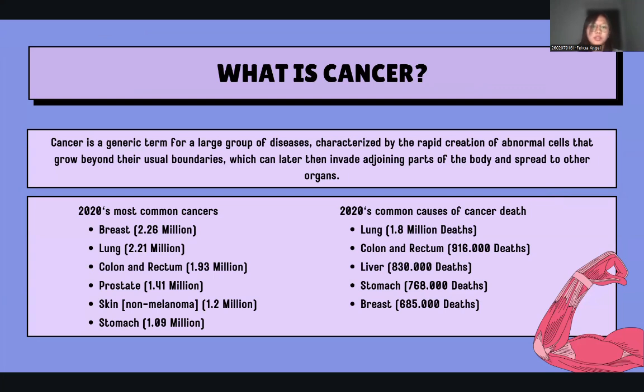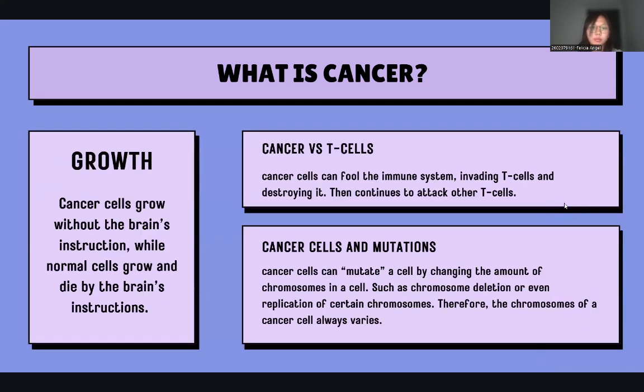Here, you can see a list of most common cancers and the most common cause of death by cancer. To summarize, cancer cells are different because they grow without the brain's instructions and they don't die by the brain's instructions either. They can also fool our T cells and mess with our immune systems instead. And most dangerous of all, they can mutate, which can complicate the cancer.